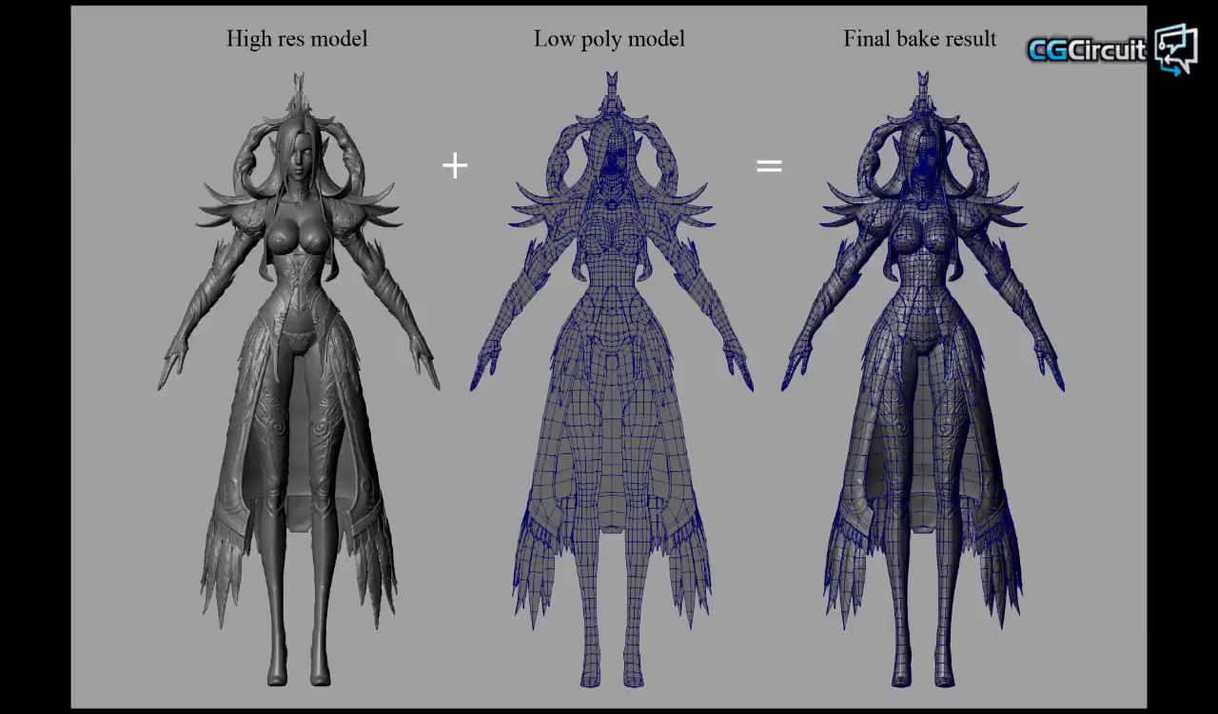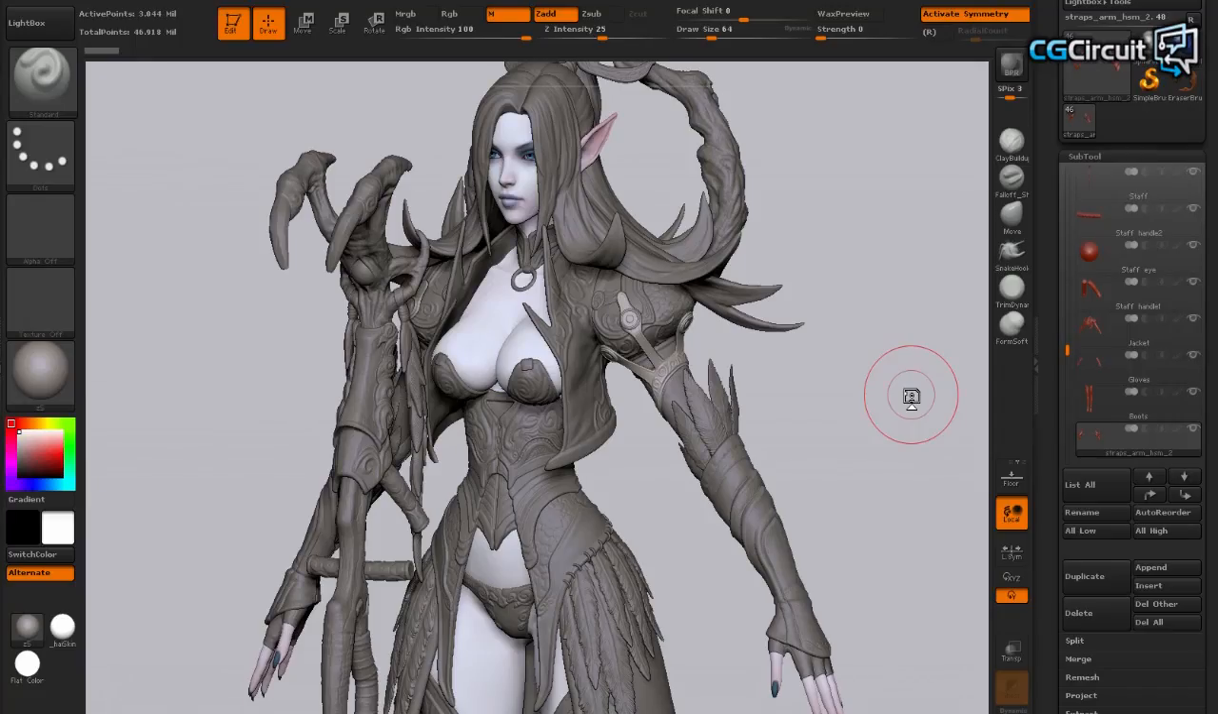Before we get started on baking, there are a few things we should do to prepare ourselves. To start with, you'll need two models. Typically, this is a high-resolution model and a low-polygon model. Your high-resolution model can be created in any way you like, really.